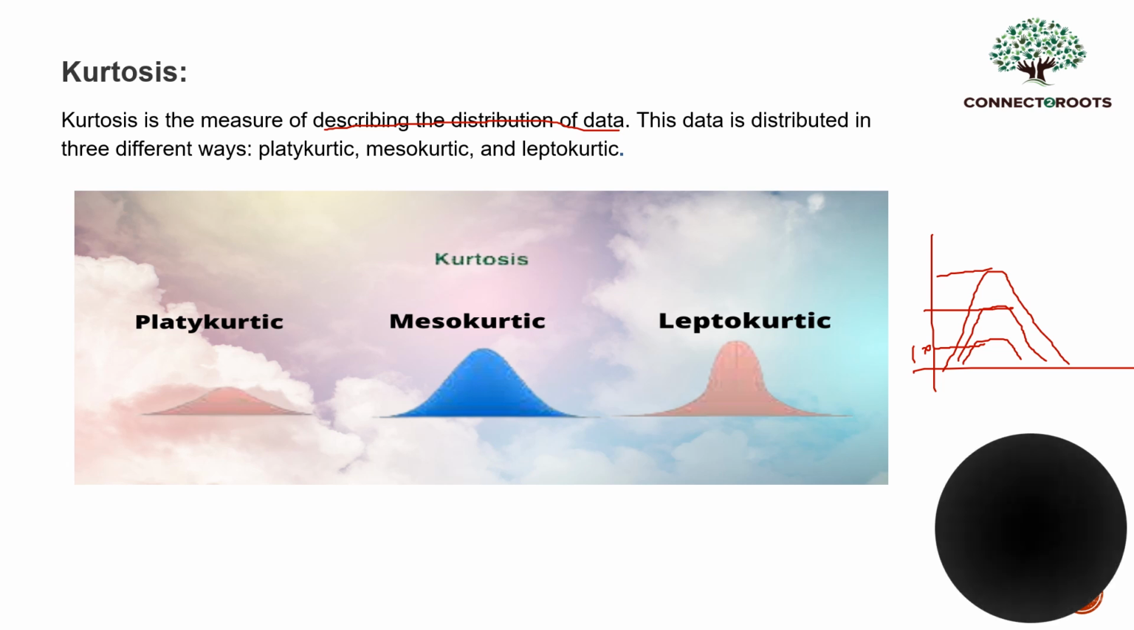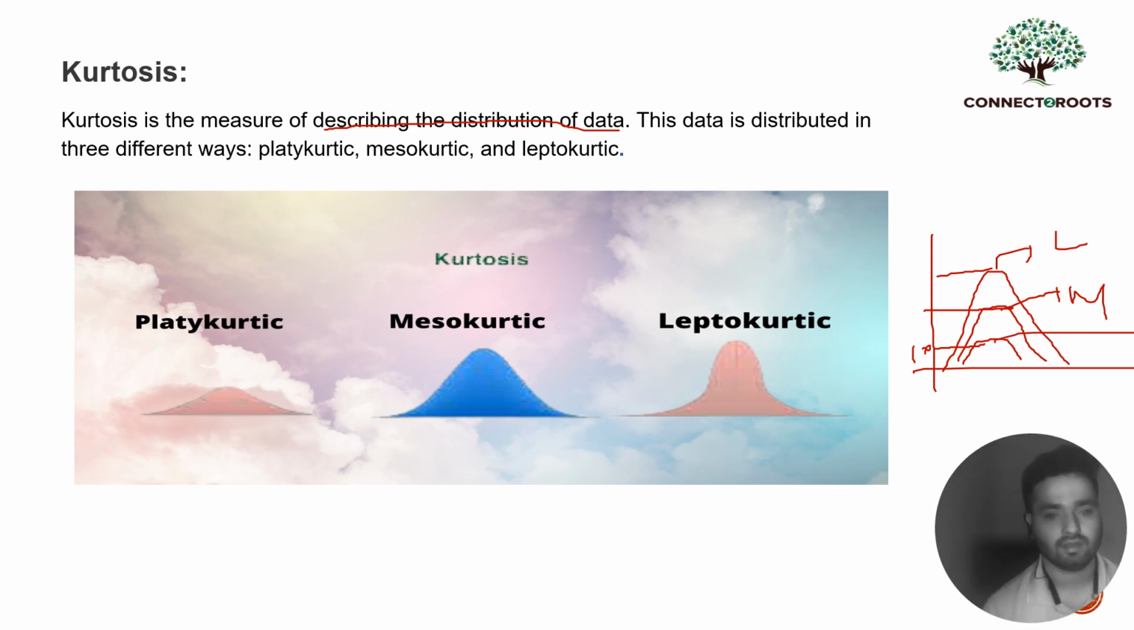If it's skewed like this, you can say it's leptokurtic. This is lepto, this is meso, and this is platykurtic. So basically, it's a name given to it.